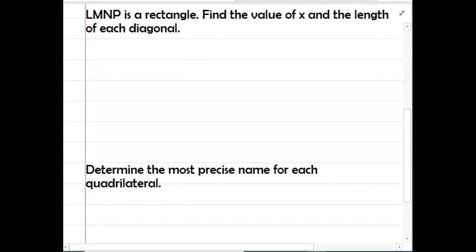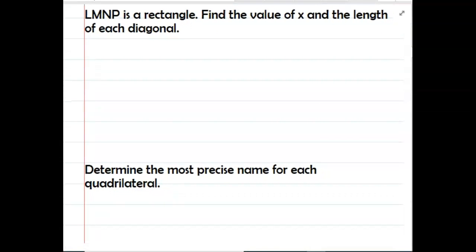Okay, now we're moving on to rectangles. So this says LMNP is a rectangle. We want to find the value of x and the length of each diagonal. Now, before we start on this one, when you get to these ones on your homework, they're not going to give you a picture. And you don't have to have a picture to solve this, but this is a good place to address this. If you were going to draw a picture here, when you label the vertices, it doesn't matter where you put L. You could put L at any corner. It doesn't matter.